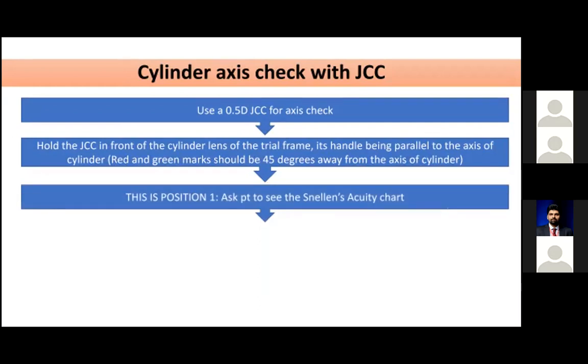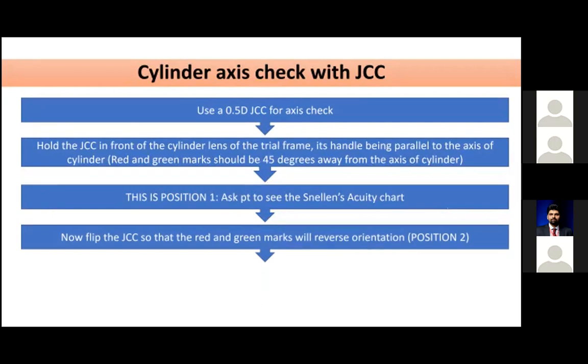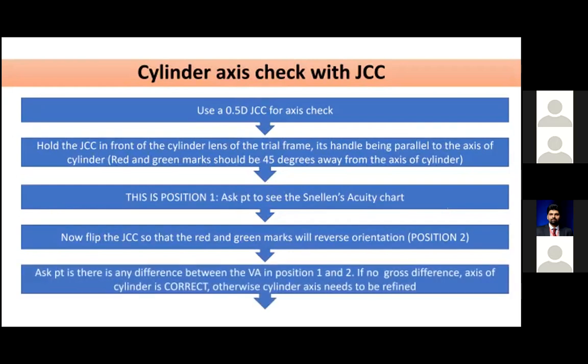You ask the patient to see the Snellen's acuity chart. Then you just flip the JCC so that the red and green marks reverse their orientation. This becomes position 2. And you ask the patient, is the visual acuity different between position 1 and 2? If there is no gross difference, that means the axis of the cylinder is correct. If there is some difference between the two, that means the axis of the cylinder needs to be refined.